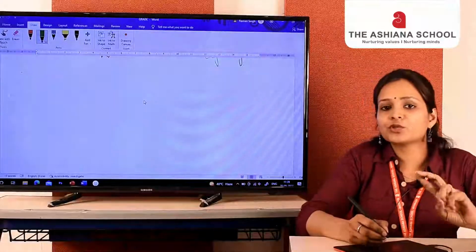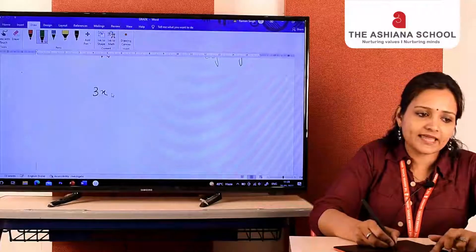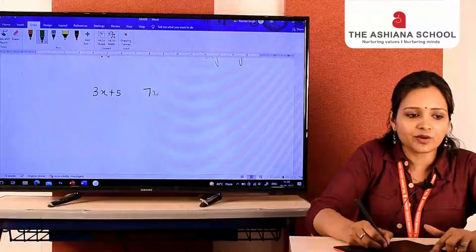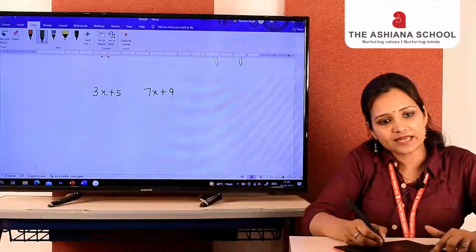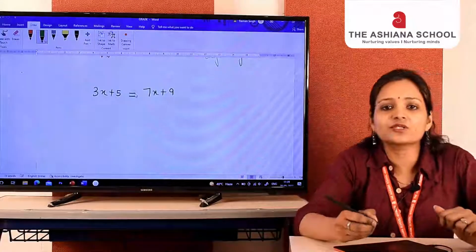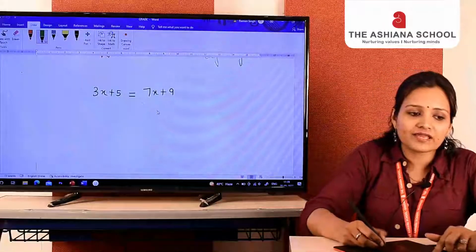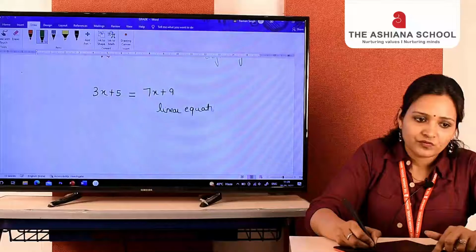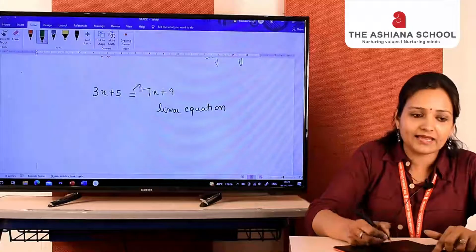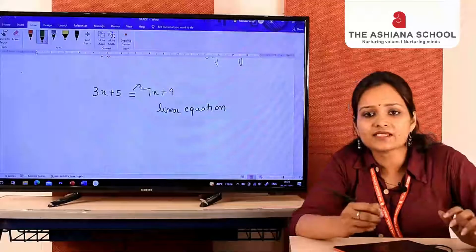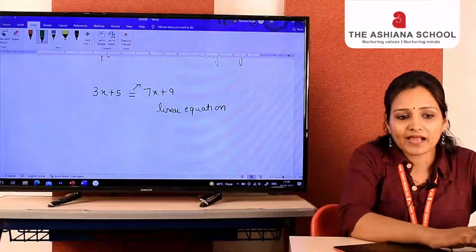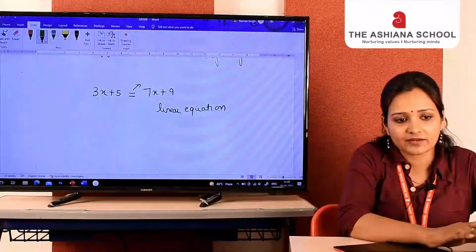So children, when two linear polynomials, say 3x plus 5, and let us take another linear polynomial, say 7x plus 9, when they are equated to each other, they give rise to a linear equation. We can see there is an equality sign, and that's why it refers to a linear equation. Now coming back to the topic that we have to start.